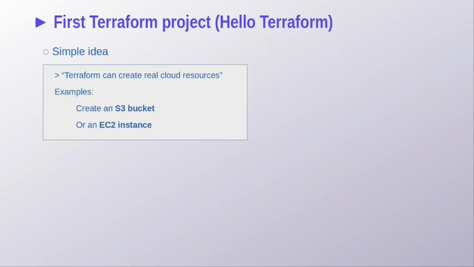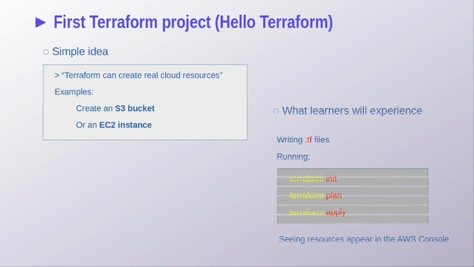First, Terraform project. Now let's make this real. The goal is simple: Terraform can create real cloud resources. We keep it simple. Create an S3 bucket or create an EC2 instance. No complex logic. Focus only on writing the .tf file, running the workflow, and seeing resources in the AWS console.